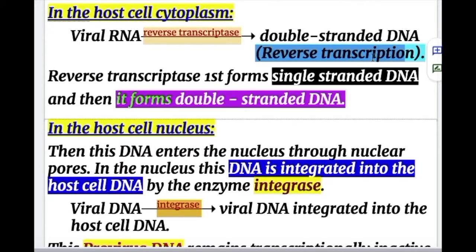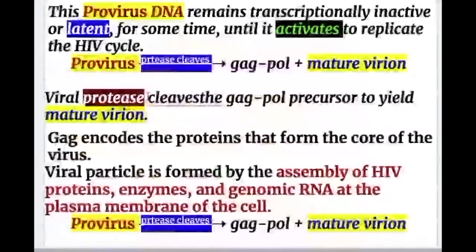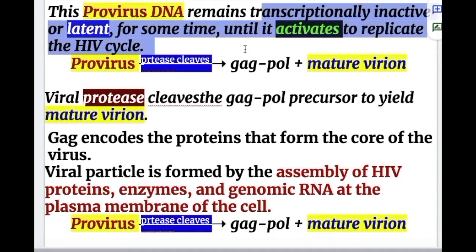This is reverse transcription. The reverse transcriptase first forms single-stranded DNA, and then it forms double-stranded DNA, as I have shown here, and then it enters through the nucleopores along with integrase into the nucleus and integrates with the CD4 cell DNA with the help of the enzyme integrase, which also enters the nucleus. This provirus DNA remains transcriptionally inactive or latent for some time until it activates to replicate the HIV cycle.